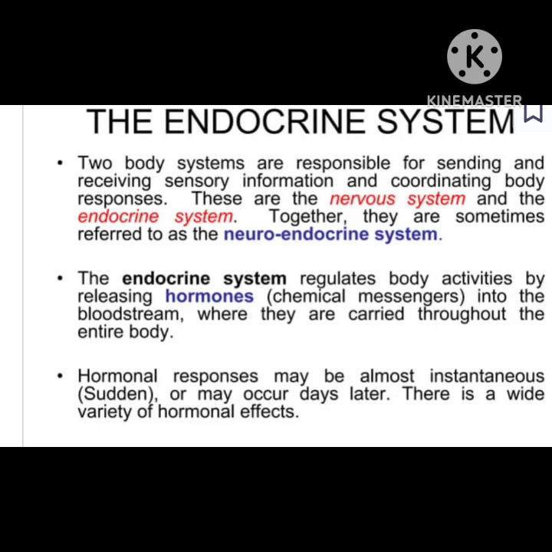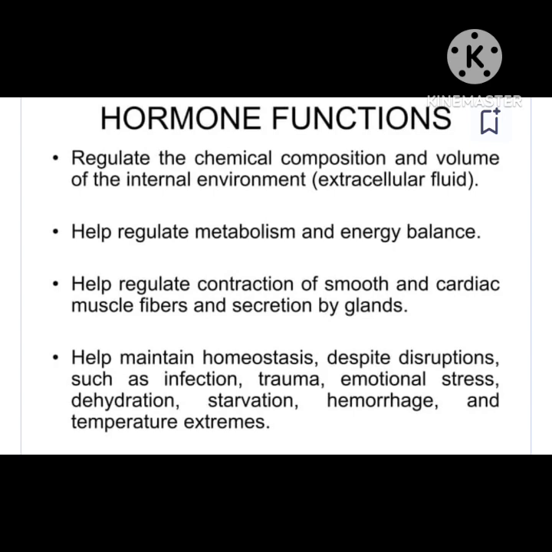Clear? The endocrine system regulates body activities, and it releases hormones into the bloodstream where they are carried throughout the entire body, and hormonal responses may be almost instantaneous. Clear? Now, hormone functions. Hormones regulate the chemical composition and volume of the internal environment. They also help to regulate metabolism and energy balance.